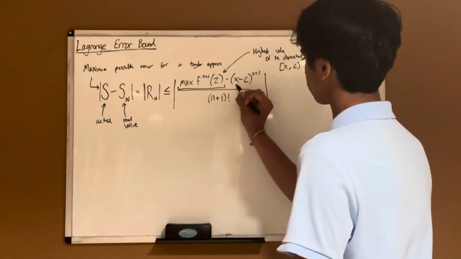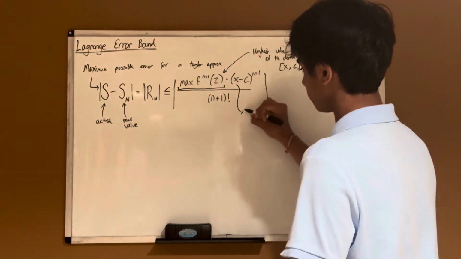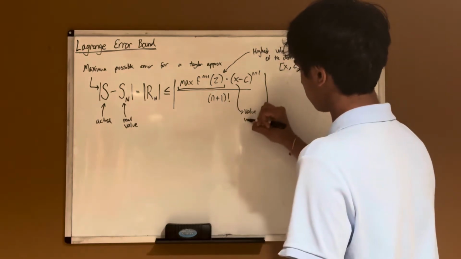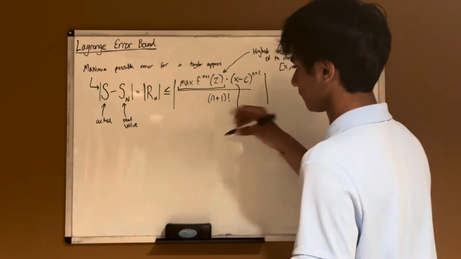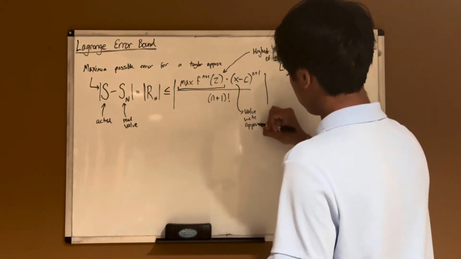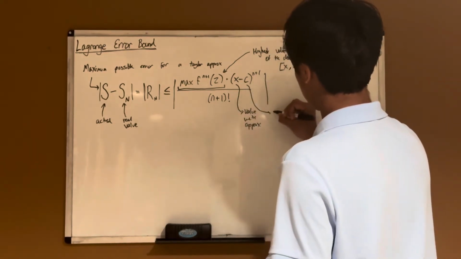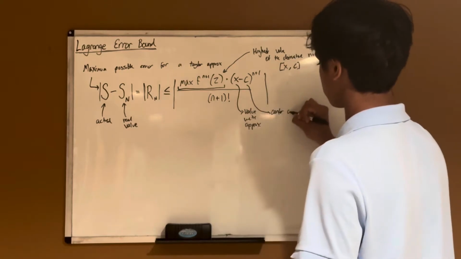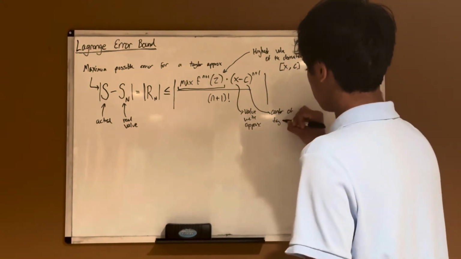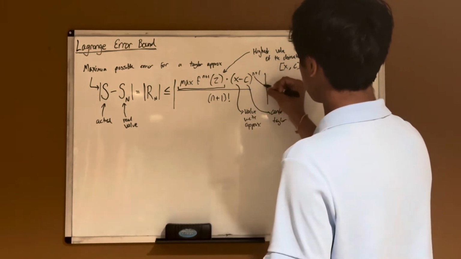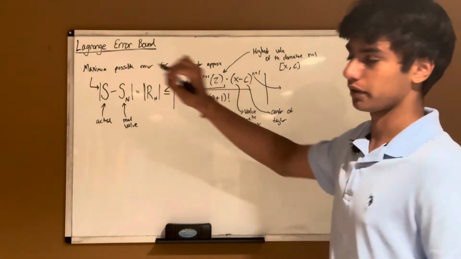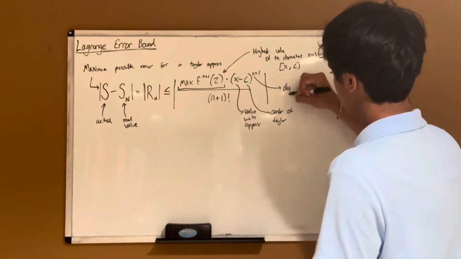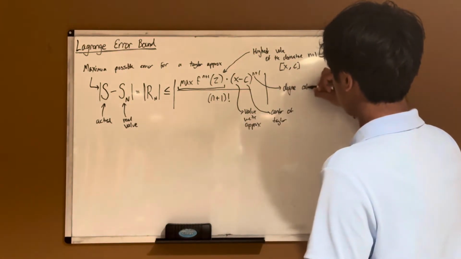Here, x represents the value we're approximating using our Taylor approximation. C represents the center of our Taylor series. And n just represents the degree of our Taylor series, the degree we're estimating with.